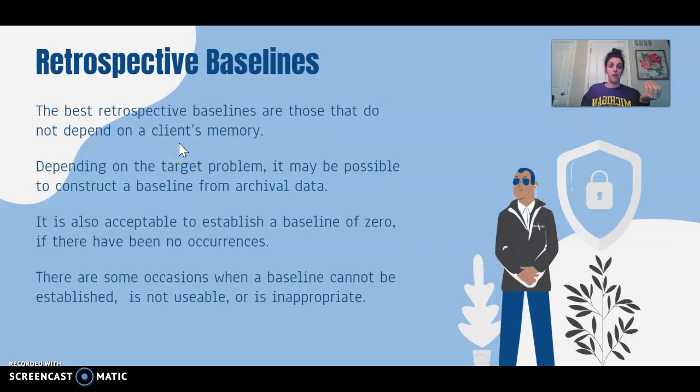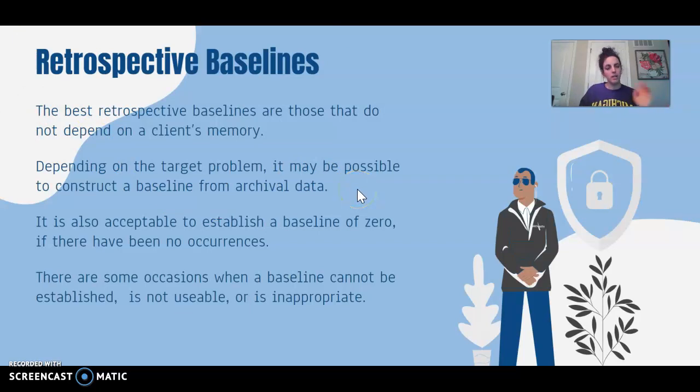But the best retrospective baselines are those that do not depend on a client's memory, because you're looking at a client's frame of reference. They might be seeing things differently than was really there. Let's say a client got admitted to a psych hospital. You might be able to pull some data from them about what their baseline was during that stay before they got referred to your services. That can be useful in establishing a baseline if a different agency had similar interventions or similar data collection methods, versus asking a client how their anxiety levels were 5 months ago.